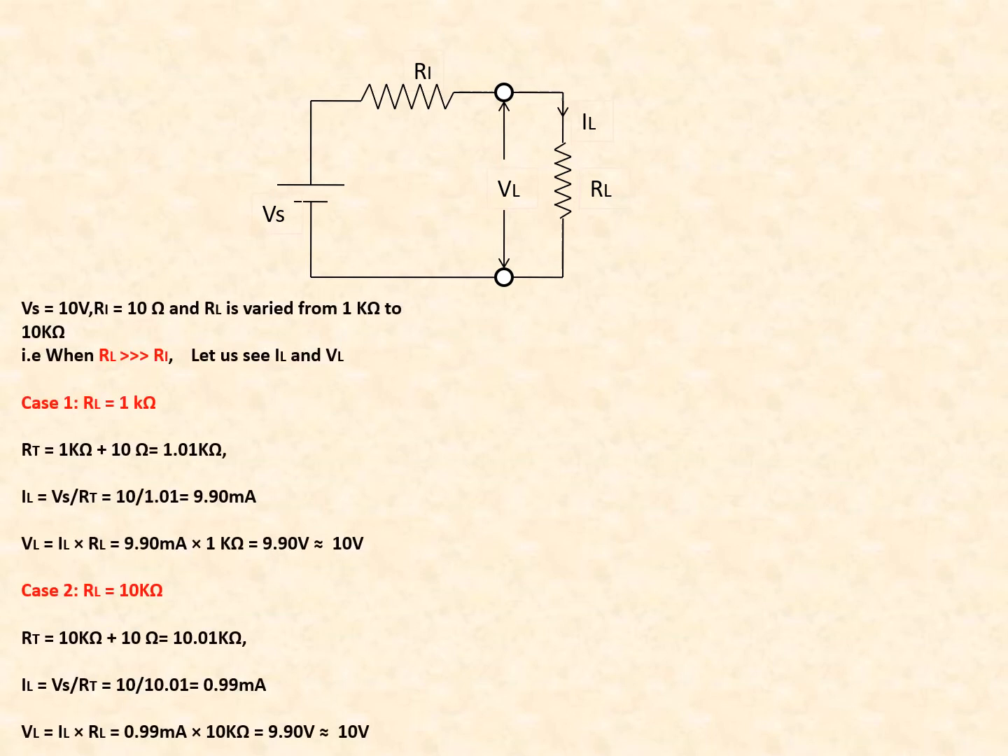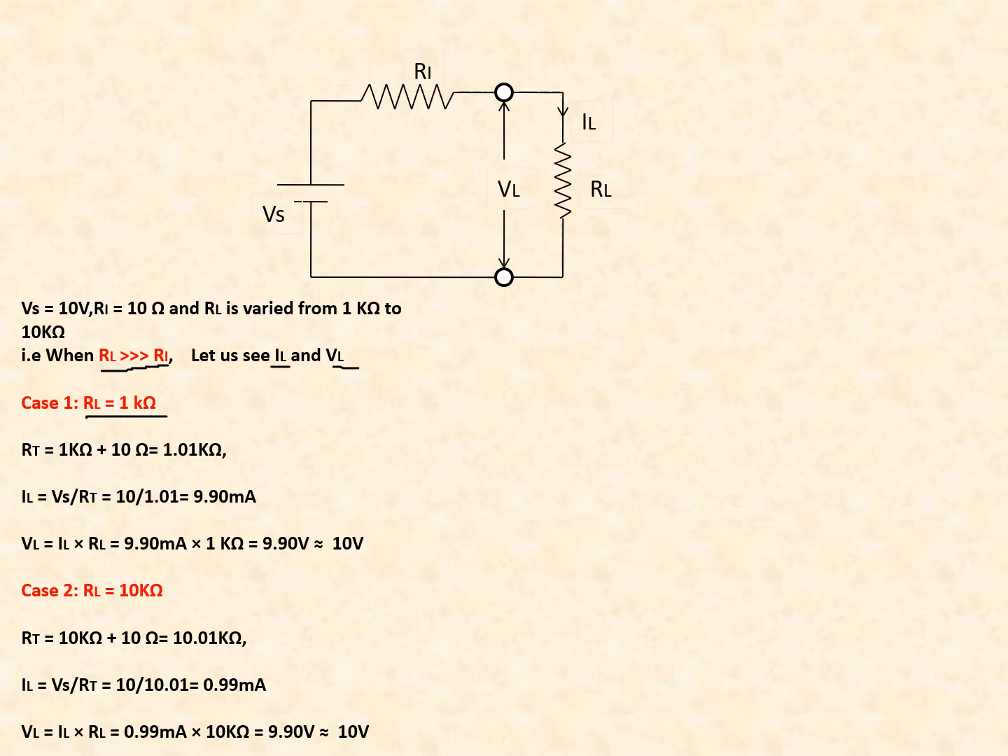Let us take few values. We have taken Vs equal to 10 volt, Ri equal to 10 ohms and RL is varied from 1 kilo ohm to 10 kilo ohm. So condition is RL is very much greater than Ri. Let us see what happens to IL and VL. Let us take two cases. We will make RL equal to 1 kilo ohm in case 1.